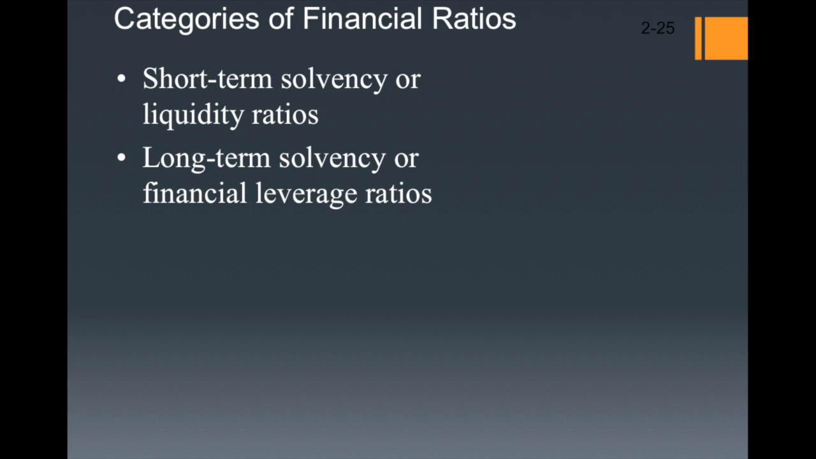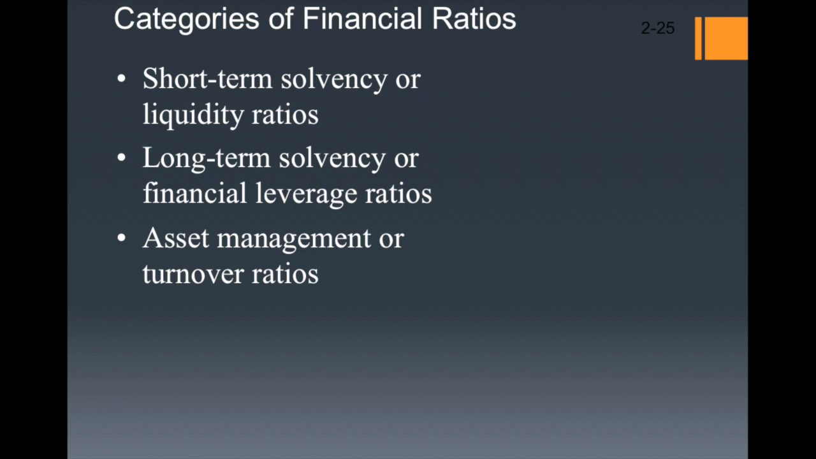Long-term solvency or leverage ratios, creditors are still interested in these. Here we're saying, do we have the right mix of debt and equity? Are we over-levered? Do we have too much debt, or do we have the right amount of debt? Asset management or turnover ratios: are we being efficient in our use of inventory, in collecting on accounts receivable? Are we being efficient in our use of fixed assets?